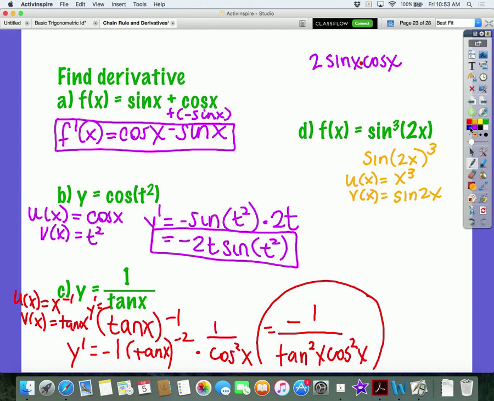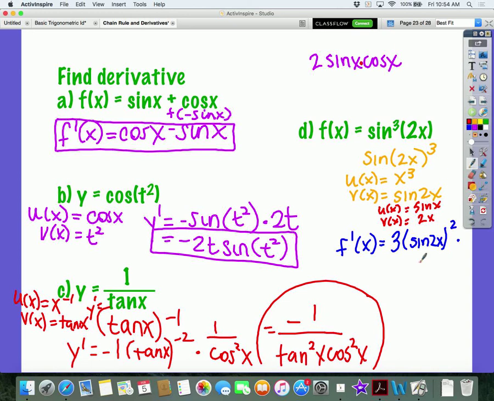So then you take the derivative of the outside, which is 3x squared, but I'm not going to put an x, I'm going to put a sine 2x. And then I multiply that by the derivative of the inside. Now the derivative of the inside is yet another chain rule. What's the outside function? Sine x. And the inside? 2x.